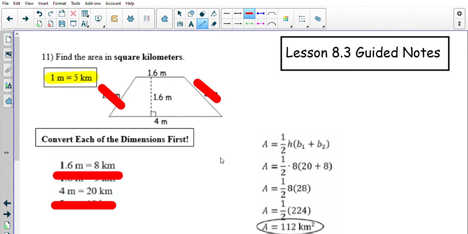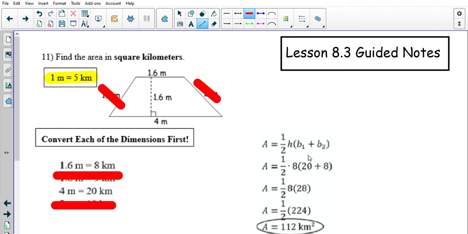And then the b sub 1 and b sub 2 are the lengths of the parallel sides. So 1.6 and 4, which again are 8 kilometers and 20 kilometers. So we're going to do half times 8 and then in parentheses 28. 20 plus 8 is 28. 8 times 28 is 224. Multiply that by 1/2 to get 112 kilometers squared.